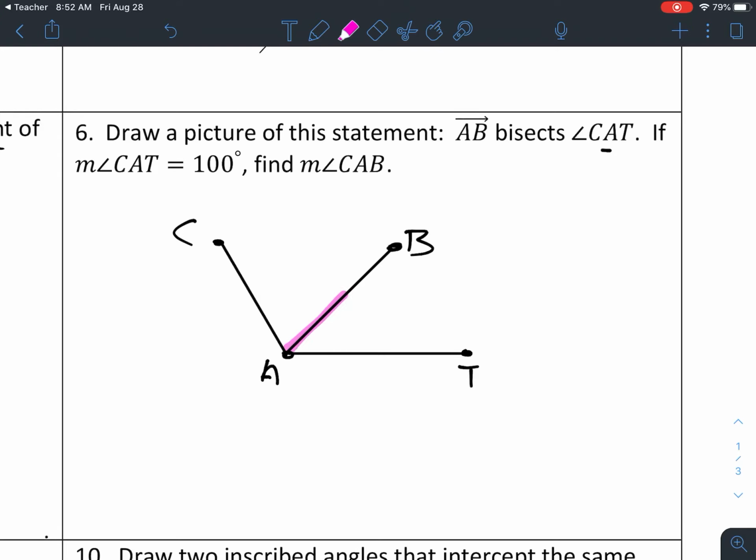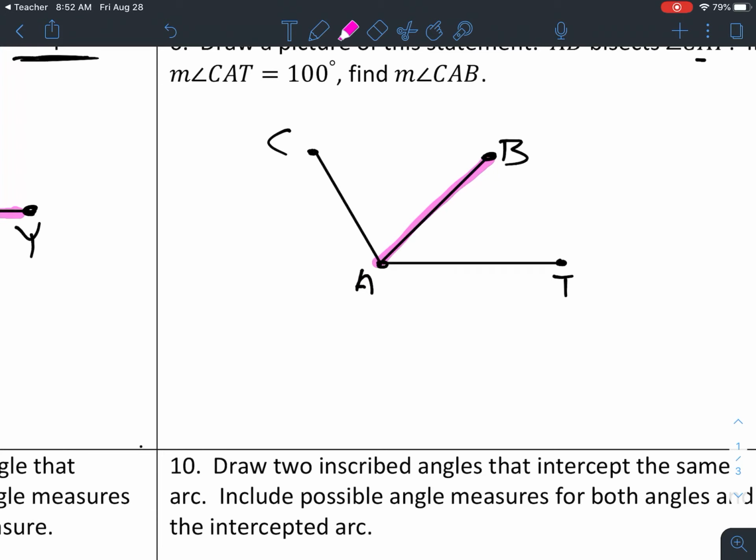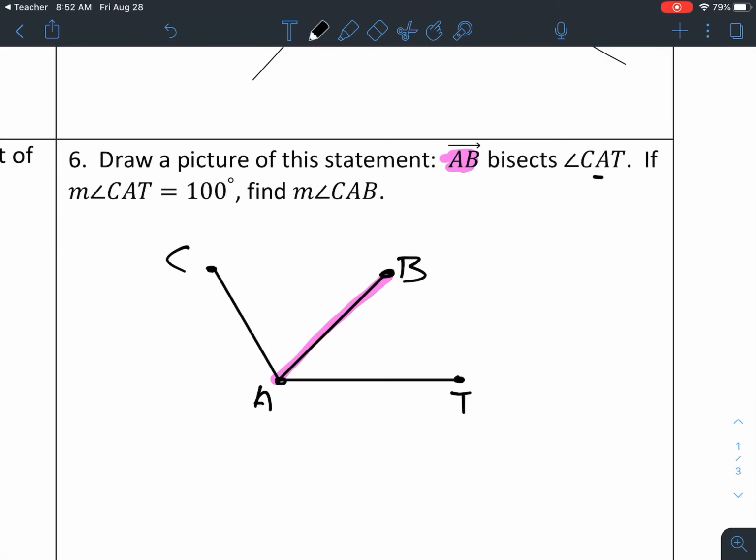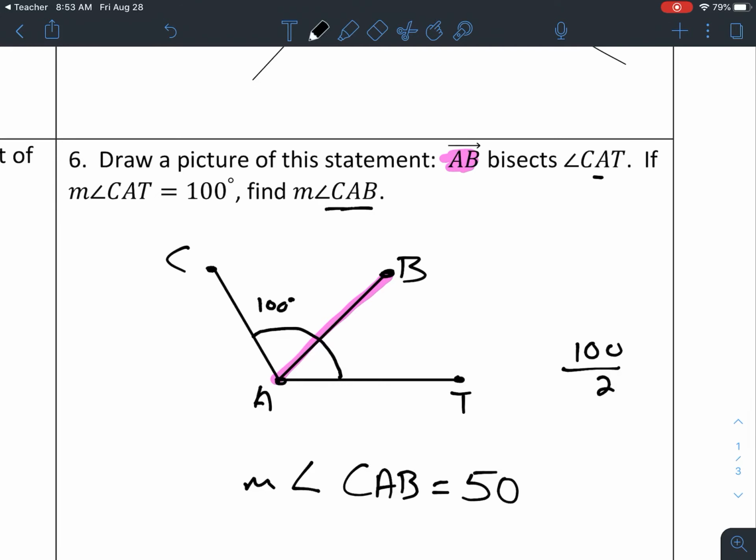So I'm going to use pink for this one. Or purplish, whatever color it is. Like that. If angle CAT, so this whole angle, is 100 degrees, how big is CAB if it's cutting it in half? So we take 100 and we have to divide it by 2, or multiply by a half, which then means our angle CAB, so the measure of angle, the M means measure, and the symbol is angle, you write this angle here that they're talking about, is equal to 50 degrees then.